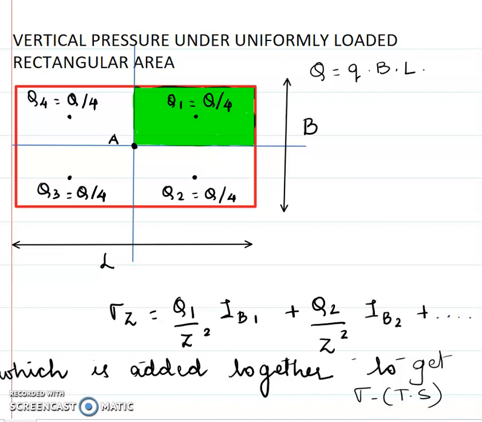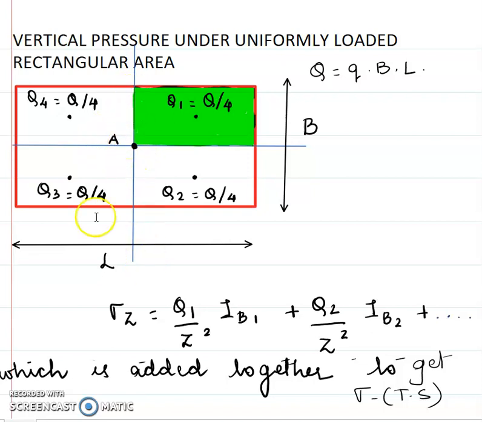Alright, so far what we have studied, the first thing that we studied was a point load. Okay, second thing that we studied was a UDL on a circular area. Now this is a UDL on a rectangular area. Now in this method, what we do is we divide this entire area into parts. They need not be equal, but over here I have drawn a case wherein the stress is required at this point A, which is right at the center.